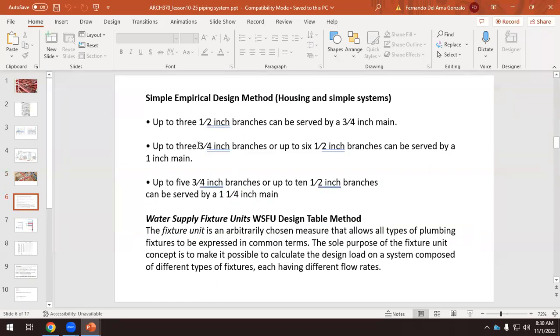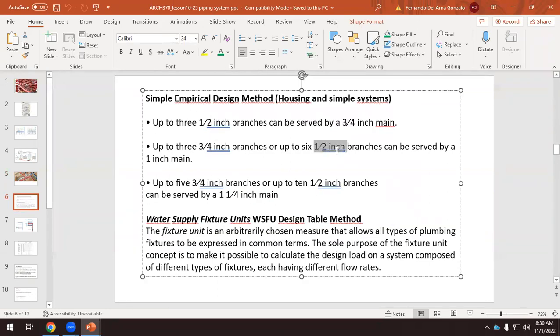Okay, so here we have up to 3/4 or up to 6 1/2, we can have a 1 inch main. Up to 5 3/4 or up to 10, it can be 1 1/4. Did you stand your ground? So you still think that it's 1? Yes. Okay. It can be either 1 inch or 1 1/4. So what's the difference? 1 1/4 is slightly more expensive because it has more material. 1 inch probably is enough.